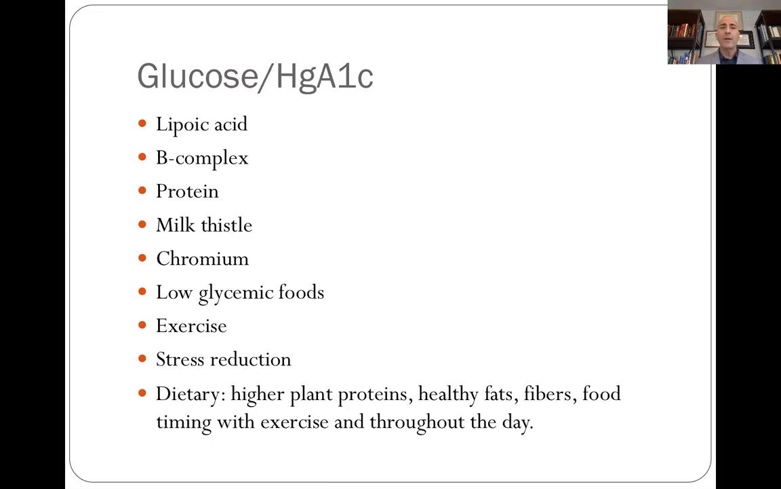Now, if it is really from basic sugar problems, then the nutrients I've listed here on this page, including lipoic acid, which is a hypoglycemic agent, will bring blood sugar down. It's very well studied in diabetic neuropathy, which is the nerve damage caused by blood sugar. B complex, needing more protein in the diet, the use of milk thistle, chromium, low glycemic foods, exercise, stress reduction, and more plants in your diet are just some examples of how you might approach an elevated hemoglobin A1C, which is simply elevated because of blood sugar.